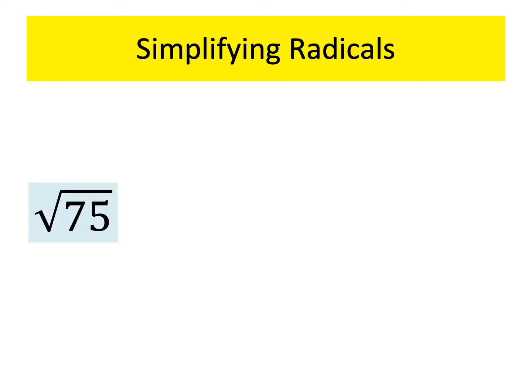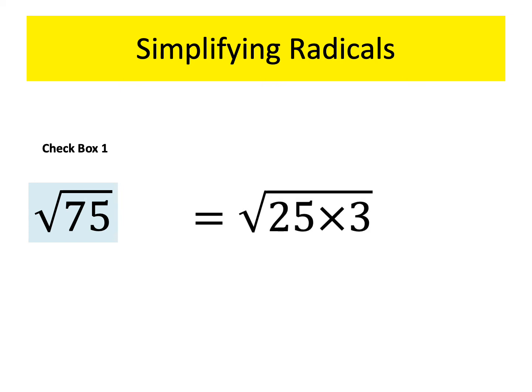So I'm going to give you the square root of a non-perfect square. 75 is not on your list. Look through your list of perfect squares. What perfect square goes evenly into 75? Well, 4 doesn't, 9 doesn't, 16 doesn't. Notice I'm doing these in order, but 25 does. I'm checking my box 1, that's where I have my perfect squares written. I can write 75 as 25 times 3.